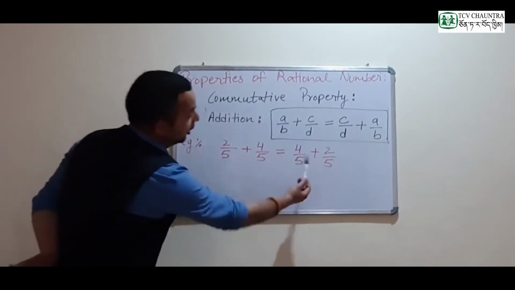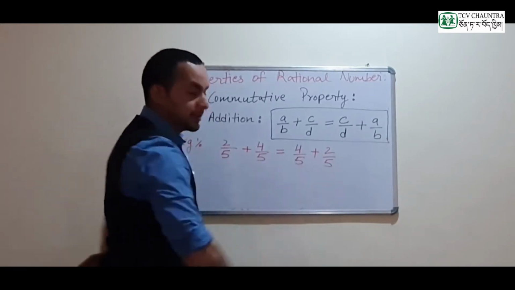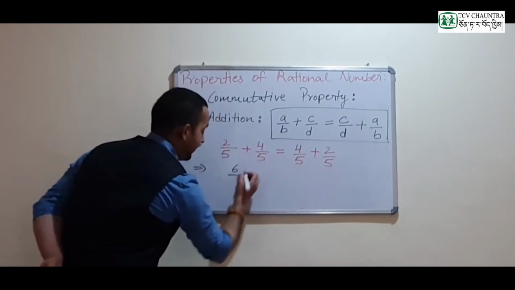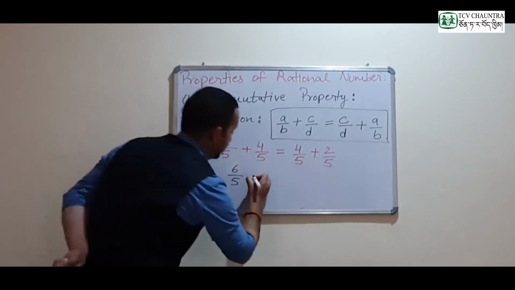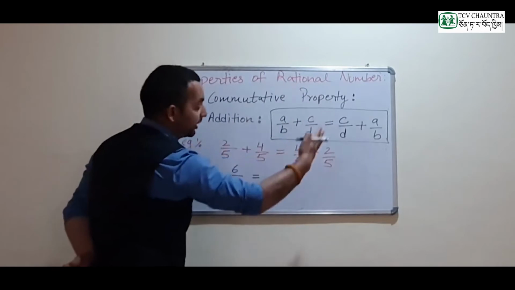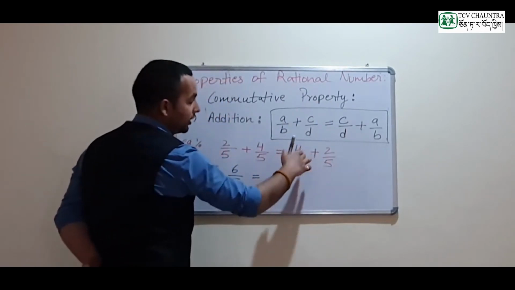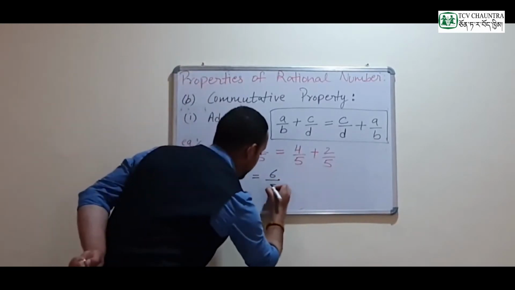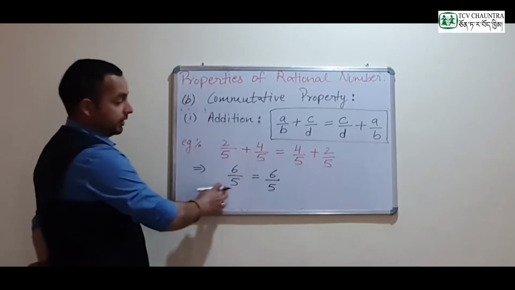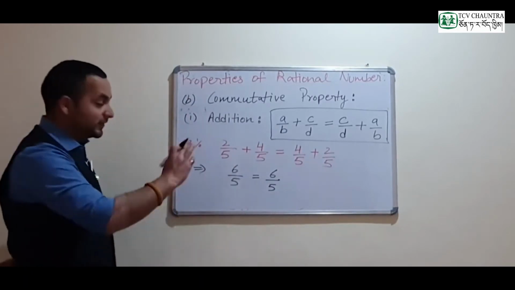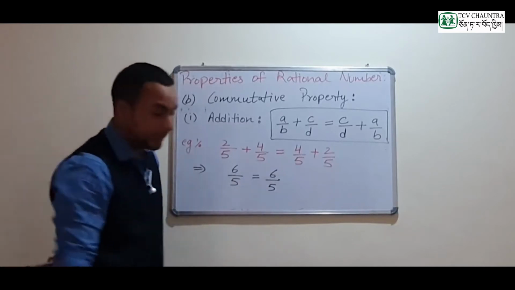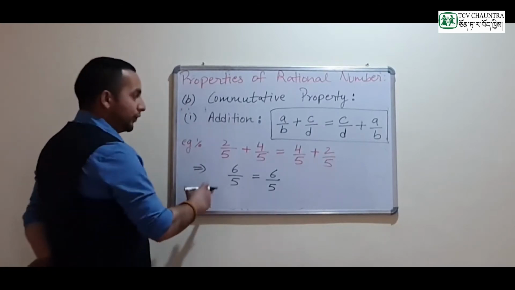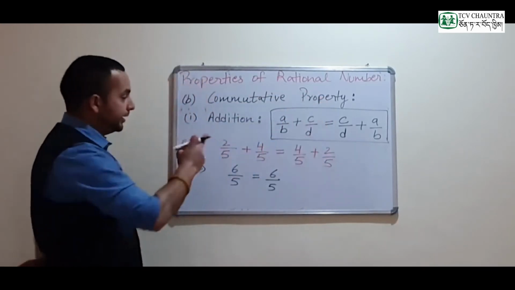Now we are going to check whether the denominators are the same or not. Yes, the denominators are the same, so our calculation is easy. 2 plus 4 is 6, and 5 we can write only once because it is common. Similarly, on the right hand side there is 4 plus 2, that is 6, and 5 common, we will write only once, which means left hand side is equal to right hand side. On the left hand side it's 6 upon 5, and on the right hand side it is 6 upon 5, which means both numbers are rational numbers and they are the same, which means the commutative property is applicable for addition.